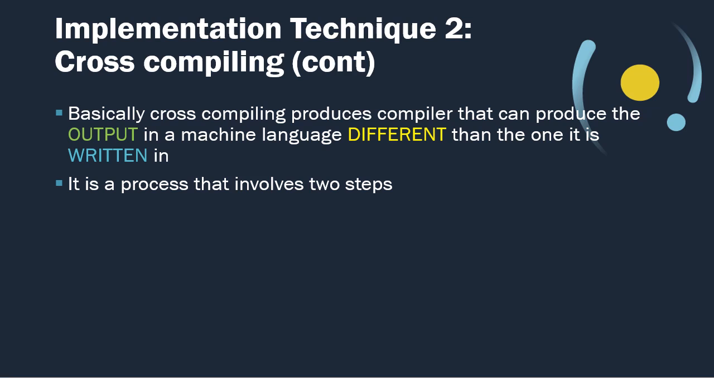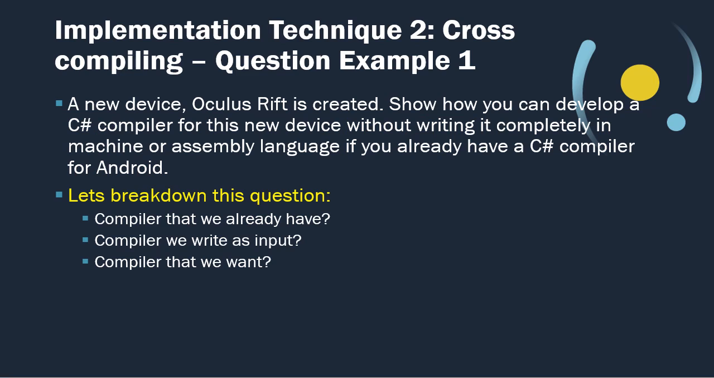Cross-compiling implementation technique basically produces a compiler that can provide the output in a machine language different than the one it is written in. It is a process, like we have shown previously, that involves 2 steps. Now let's take a look at question 1. A new device, Oculus Rift, is created. Show how you can develop a C# compiler for this device without writing it completely in machine or assembly language if you already have a C# compiler for Android.